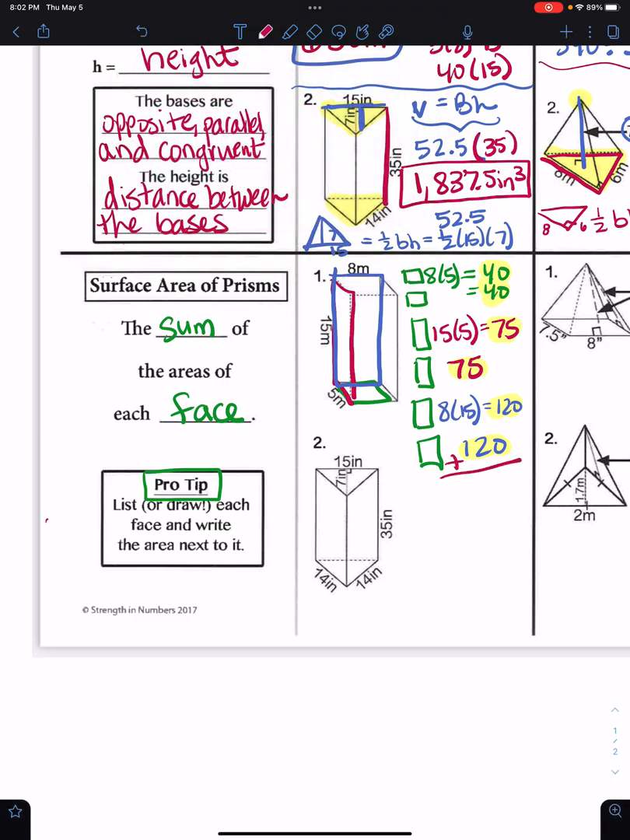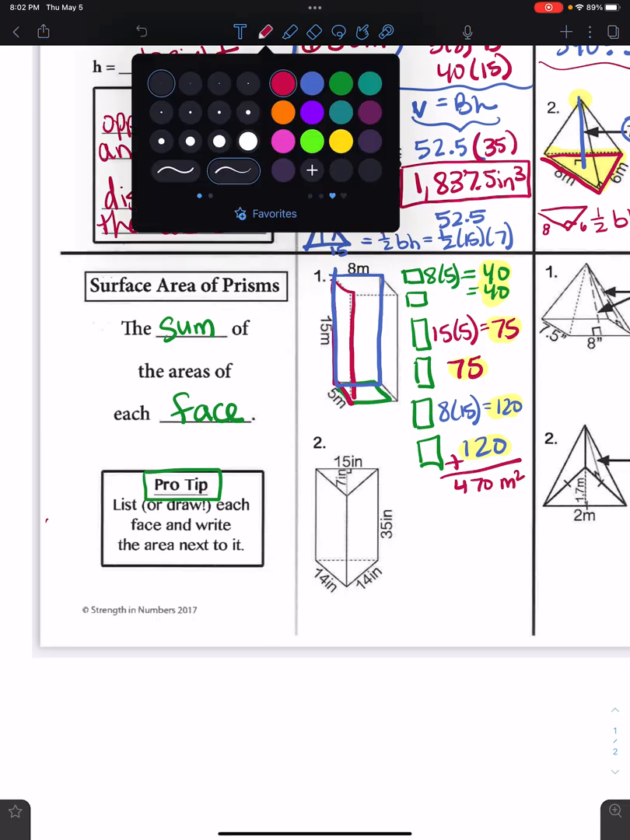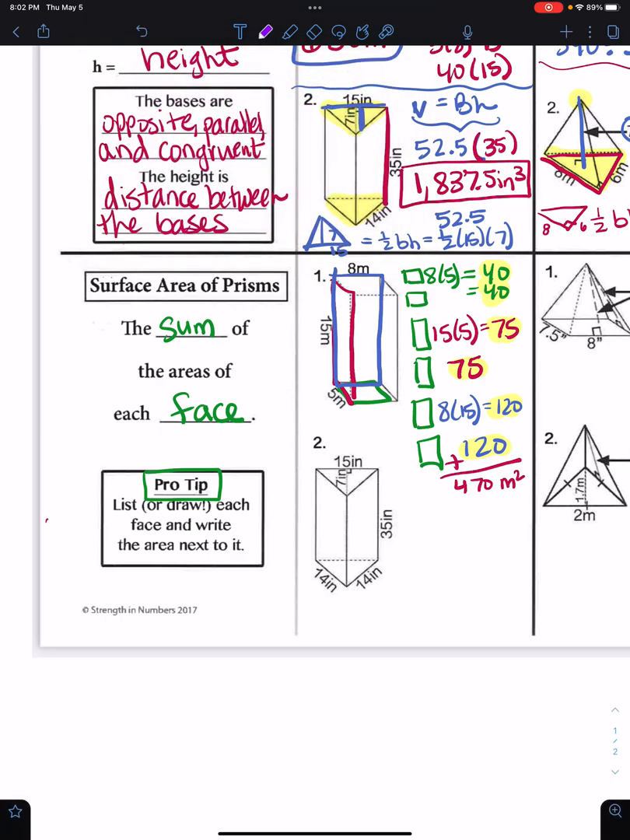So let me do that. 150. I get 470. And this is meters squared because it's area. It's like how much space it would take to paint the outside of that shape.